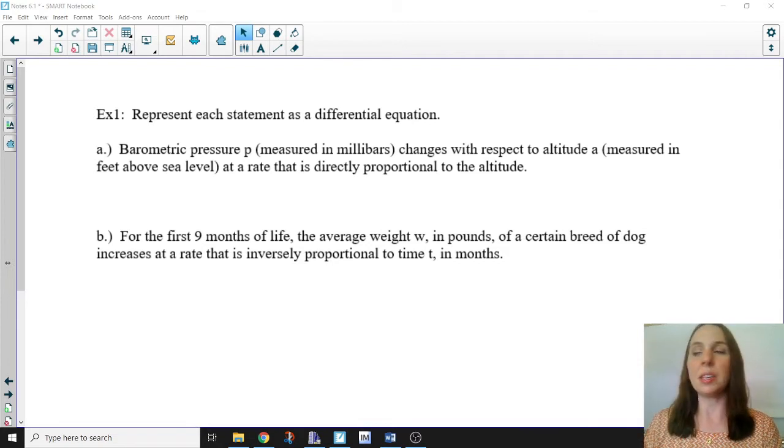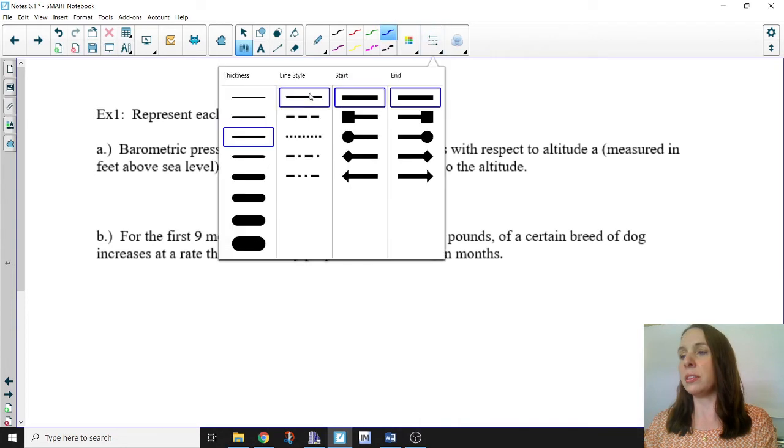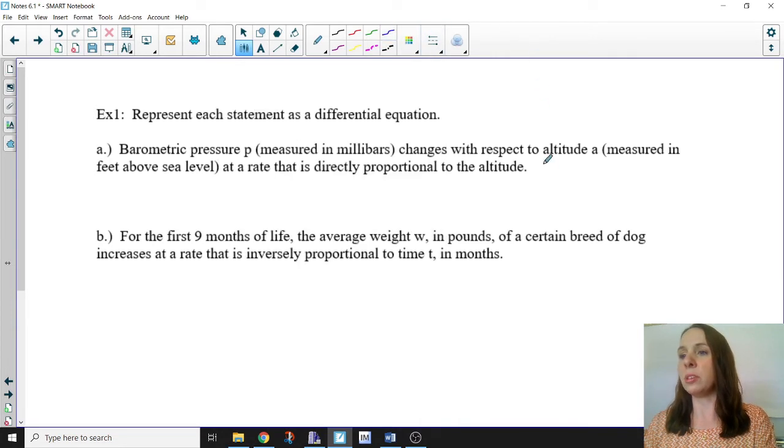Okay, let's take a look at example 1a. Barometric pressure P, measured in millibars, changes with respect to altitude A, measured in feet above sea level, at a rate that is directly proportional to the altitude. Okay, I think the wording is a little bit confusing right there, but what it's trying to tell you is the rate at which barometric pressure is changing is directly proportional to the altitude. Okay, we will use lowercase a. It's not explicitly stated in here, so we should probably state it. We're going to use lowercase a for altitude.